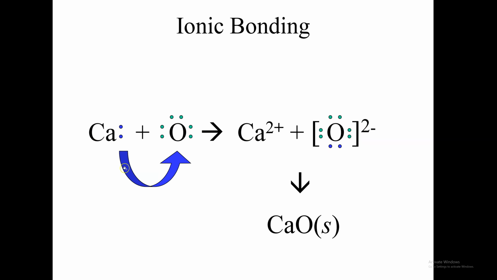Now here's another example, calcium oxide. Calcium oxide involves 2 valence electrons for calcium and 6 for oxygen. So calcium wants to give away 2 electrons. And when it does that, it forms 2+.